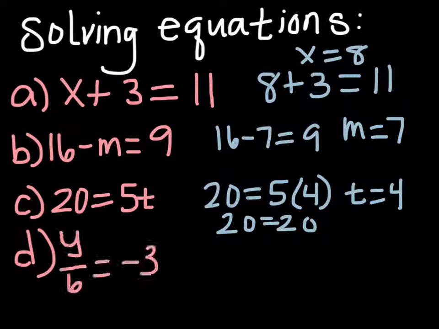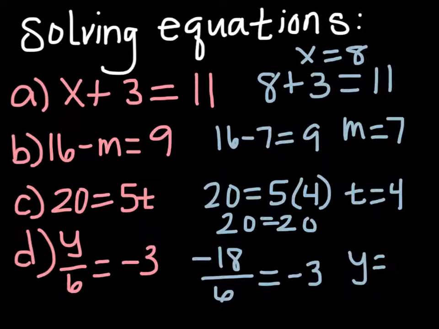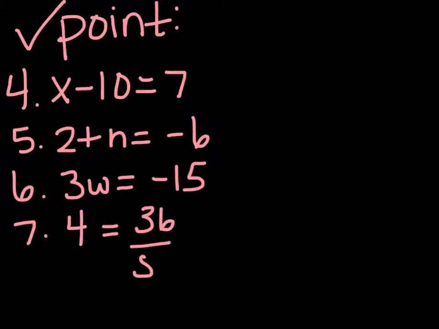Last one. Y divided by 6 equals -3. What number divided by 6 would equal -3? I think it's probably -18. -18 divided by 6. And indeed, 18 divided by 6 is 3. Following our rules of integer division, we keep our negative sign. So in this case, y does indeed equal -18. Try these next four on your own. Solve these equations using mental math. You can simply write your answer.